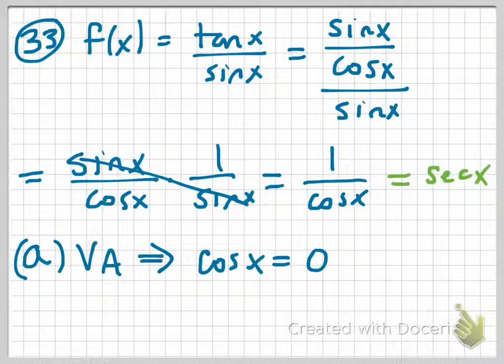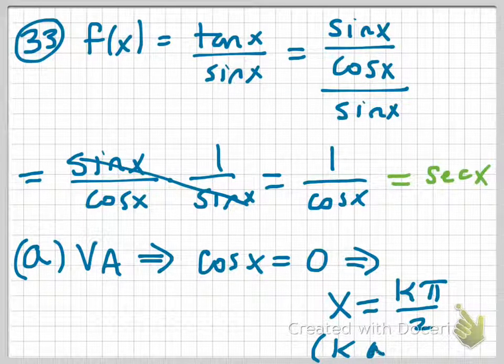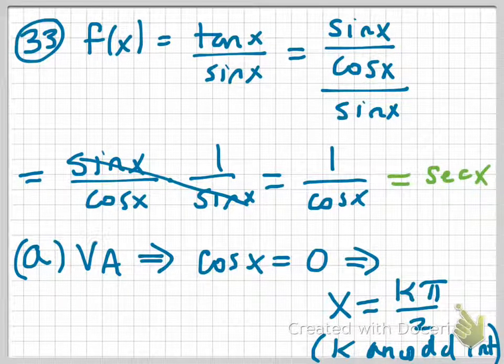So I'm going to come back and write that down. I have vertical asymptotes at, so I'm going to put it implies behind my cosine x equals 0. So we have vertical asymptotes at x equals, what did you notice about the coefficient? And this is one way to do it. You can write k pi halves and then put in parentheses k, an odd integer. Does it make sense?